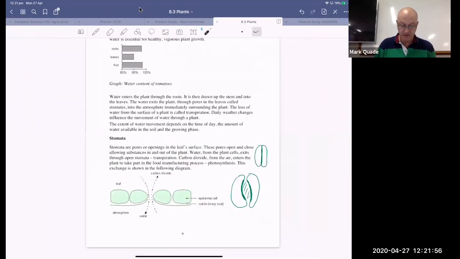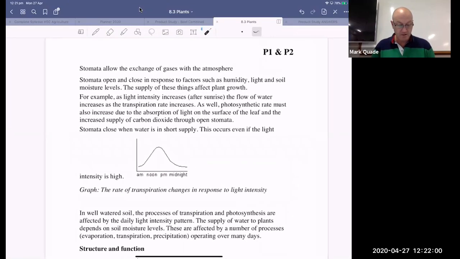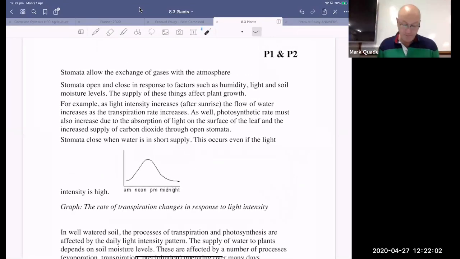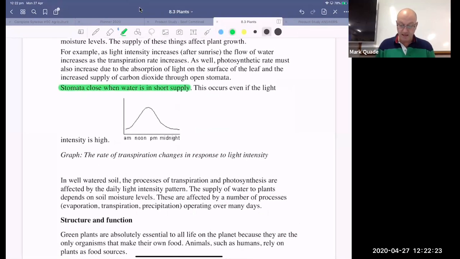Rightio, next page. Okay, so stomata open and close in response to humidity, light, and soil moisture levels. All of these things affect plant growth. Now, let's have a look here. So stomata close when water is in short supply. Okay, this occurs even if light intensity is high.